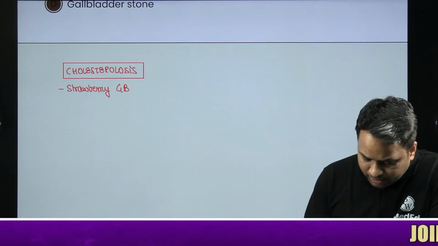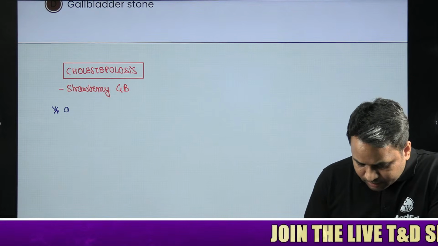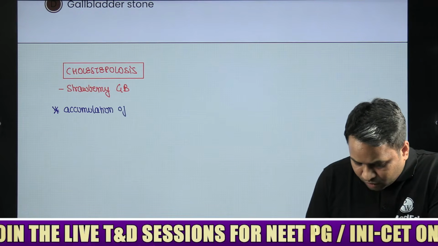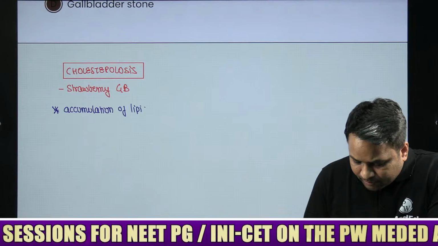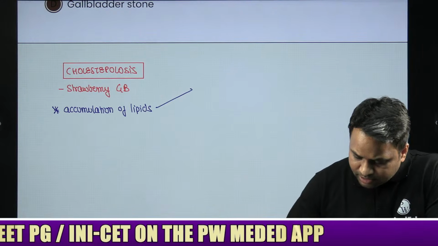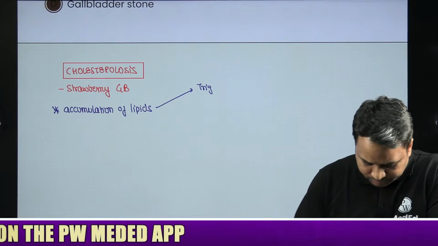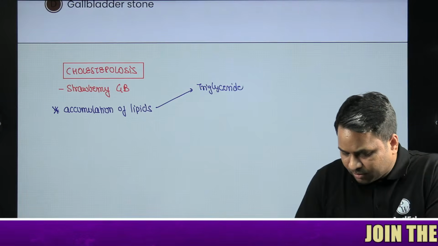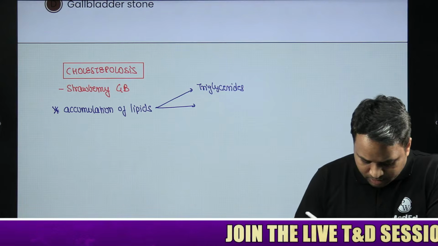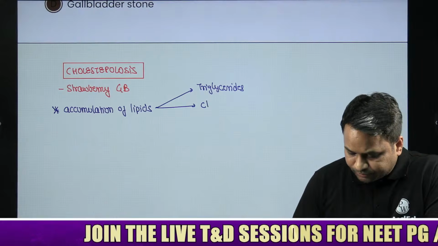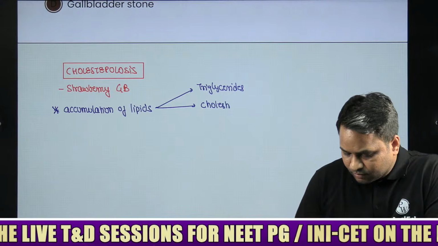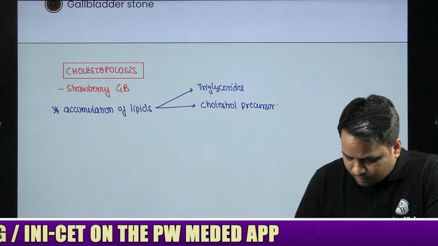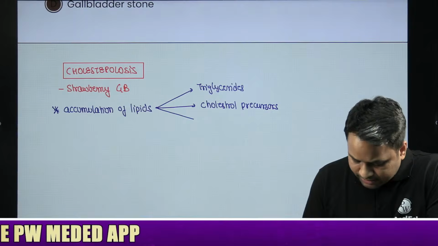Now talk about strawberry gallbladder. It is nothing but accumulation of lipids. So when I say lipids, what am I talking about? Number one is triglycerides. Number two is cholesterol precursors. And number three is your cholesterol ester.